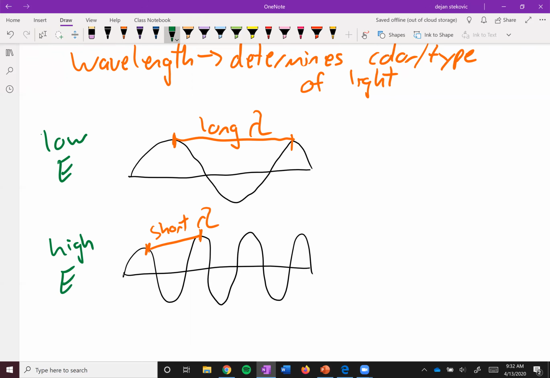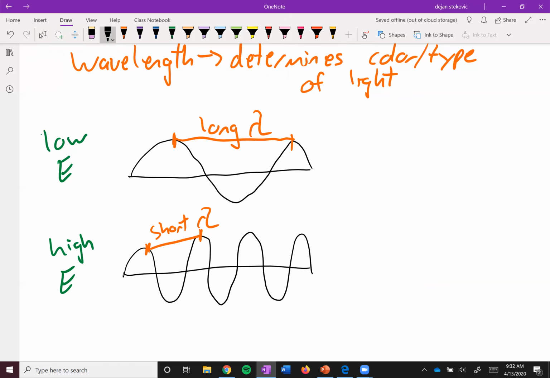And this kind of makes sense. If you think about a wave, if you have a long wavelength, only one wave is hitting you at a time. It's not too bad. You can kind of recover in between waves. But these high energy waves, they keep coming at you. So they keep hitting you again and again and again. And so those are kind of high energy.